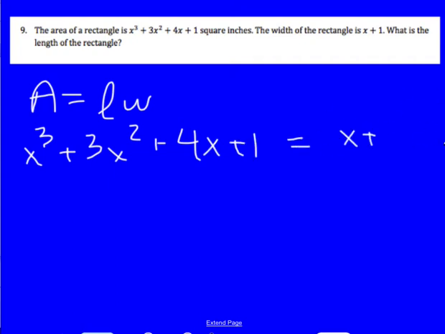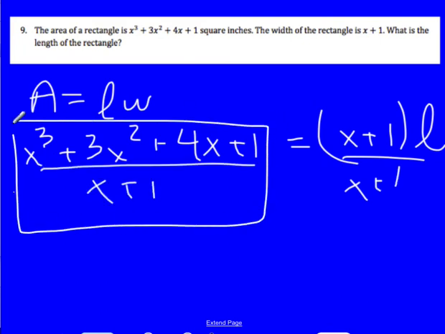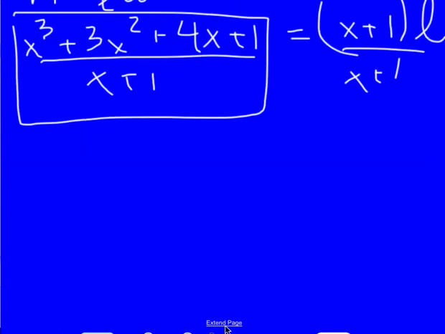So let's go ahead and really, if we want to get the length, we need to solve for L. So what I need to do is divide both sides by x plus 1. So this right here is what I need to solve in order to get my length. So I'm going to do that using synthetic division. So then I have 1, 3, 4, and 1. So let's go ahead and use synthetic division.